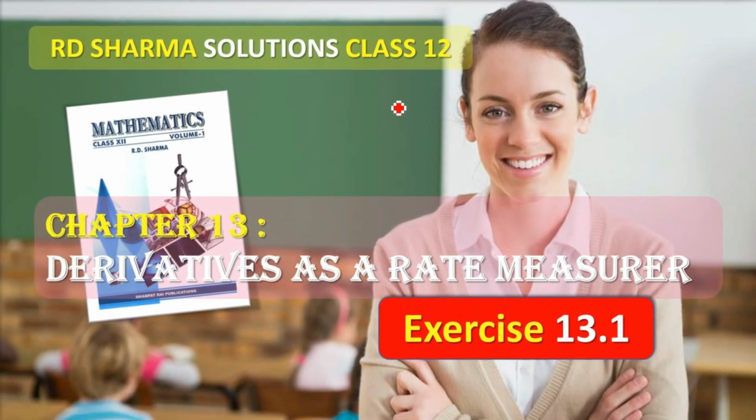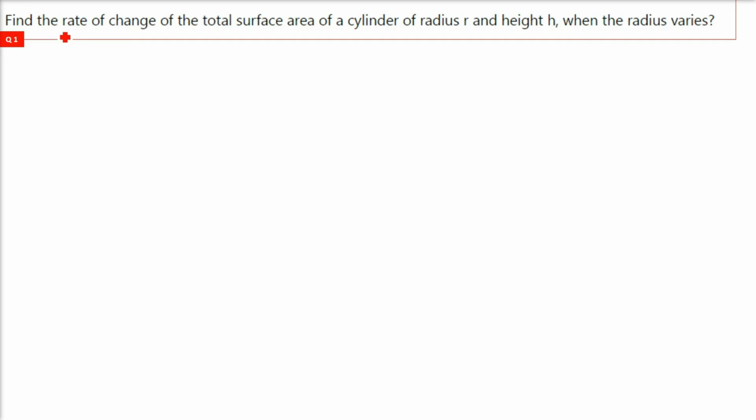This is RD Sharma Solution Class 12, Chapter 13, Derivatives as a Rate Measurer. Exercise 13.1. Find the rate of change of the total surface area of a cylinder, TSA we can call it, of a cylinder of radius r and height h. So we have to write the formula in terms of r and h when the radius varies. So the variable is radius here.